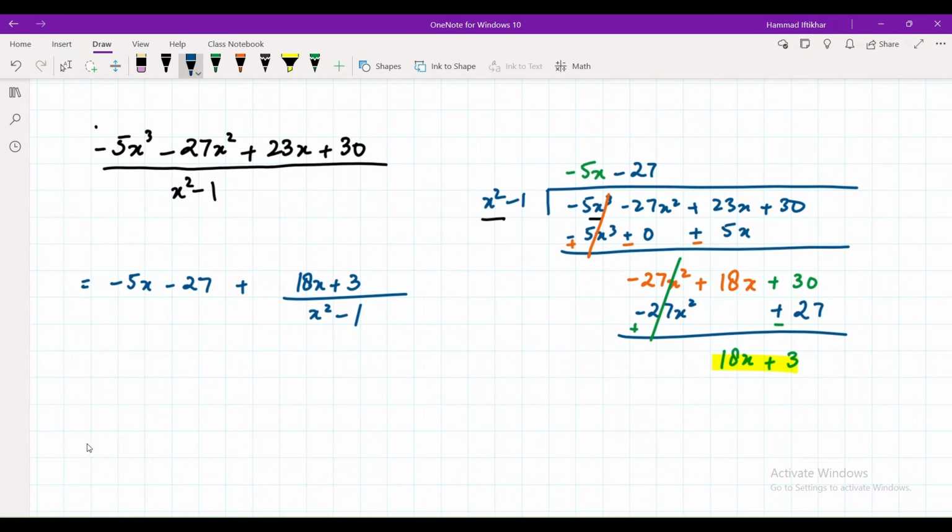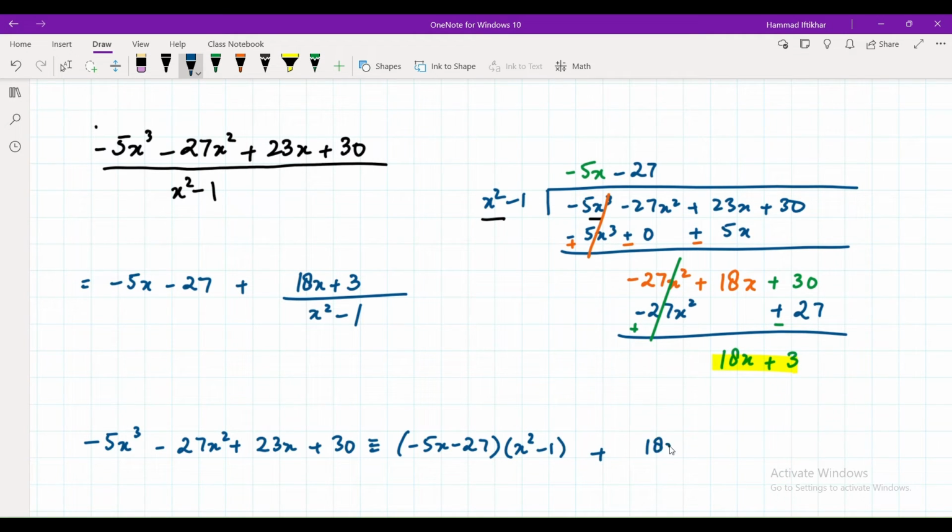Now, if we rewrite the cubic expression as a product, it can be written like this. So minus 5x minus 27 times by x squared minus 1 plus 18x plus 3. Just simple rearrangement of this. That's all.